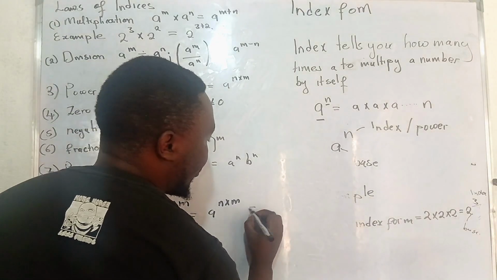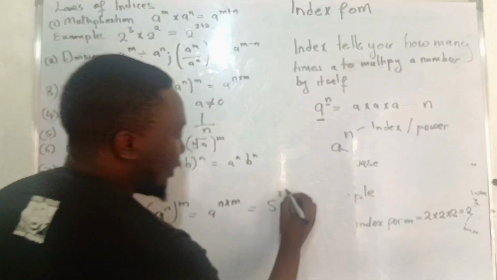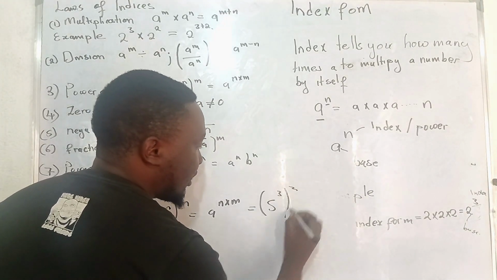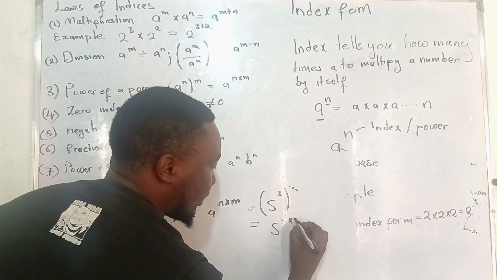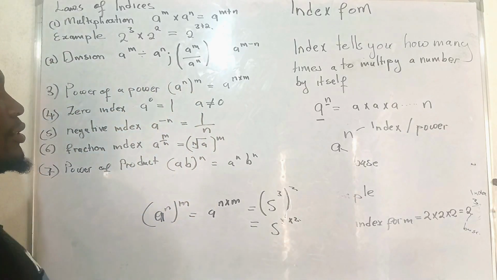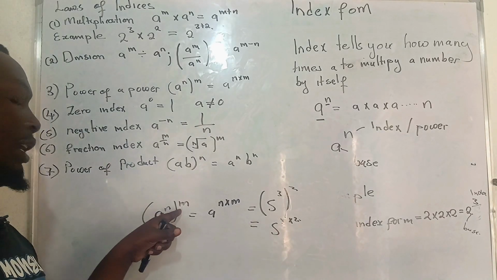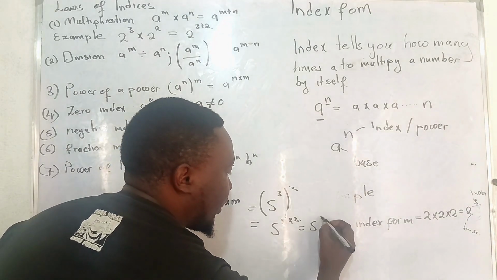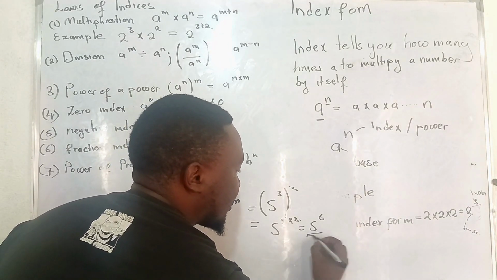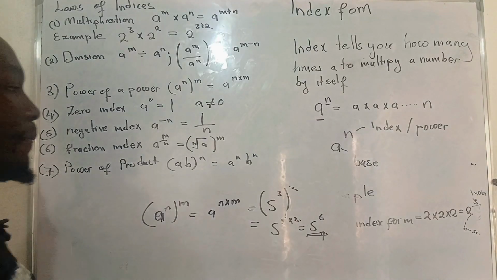So for example, if you have 5 to the power 3, squared, this is equal to 5 to the power 3 multiplied by 2. In this case, you don't add because this is a power of a power. And this is equal to 5 to the power 6. That's 5 to the power 6.